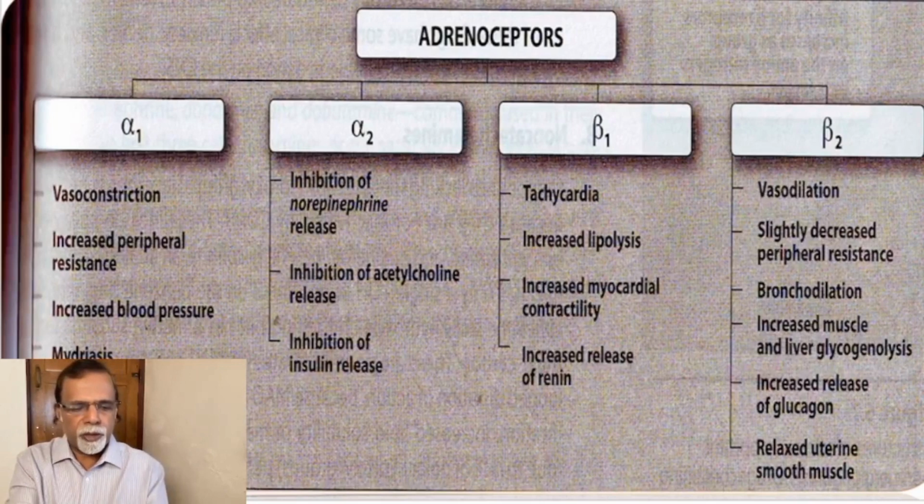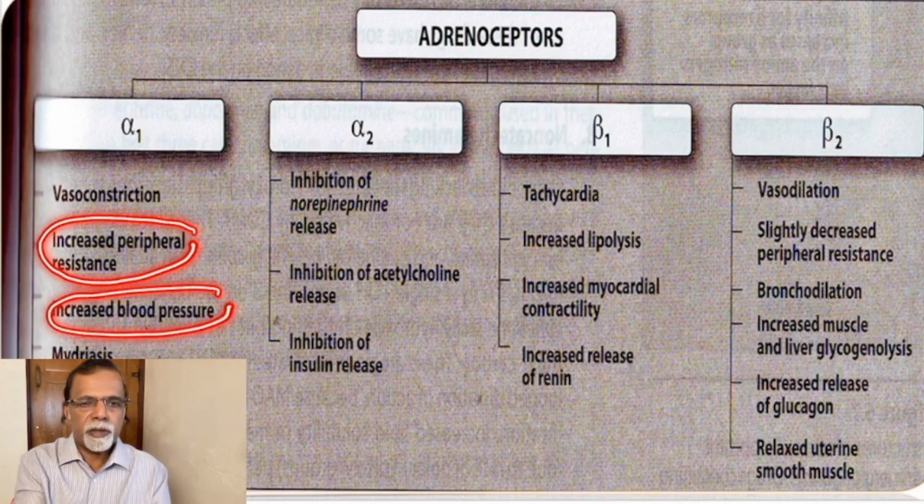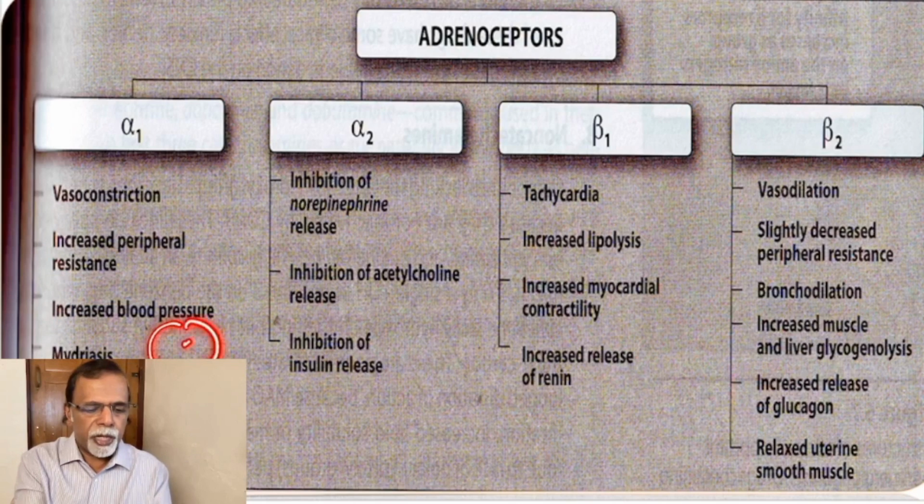So this is summary of the alpha 1, alpha 2, beta 1 and beta 2 receptors. So alpha 1 is mainly for vasoconstriction. So once it causes vasoconstriction, it increases the peripheral resistance and it increases the blood pressure. So remember, alpha 1 stimulation leads on to vasoconstriction and increase in the blood pressure. It acts on the eyes, on the radial muscles of the iris. So they will contract and it will produce pupillary dilation. That is, it produces dilatation of the pupil. So alpha 1 stimulation produces mydriasis.